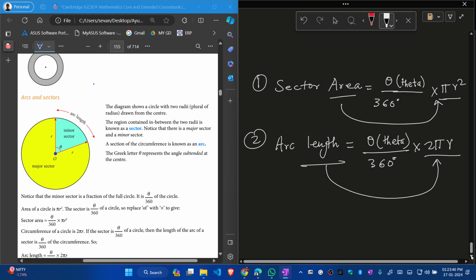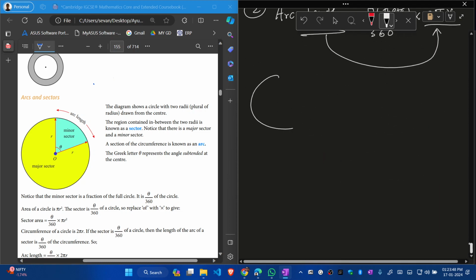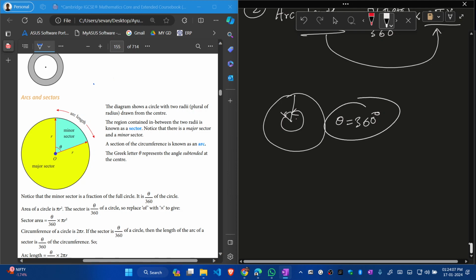So in this form, can I say this is also a sector only, a complete sector? If you see the whole sector and start measuring theta, then theta will be 360 degrees, which means it has covered everything. If you start from any point you choose and make a circle, theta will be 360 degrees. And we know that the area of this is pi r square.